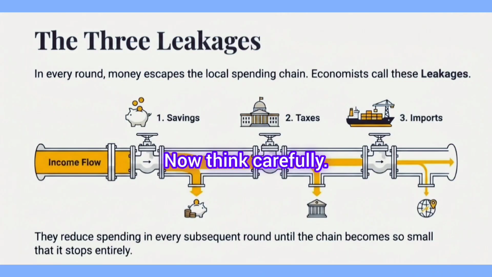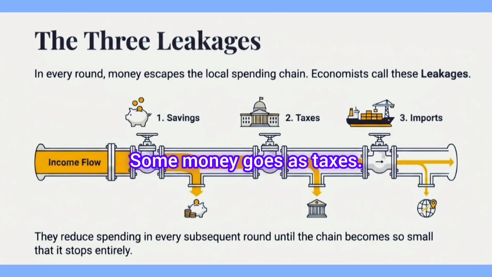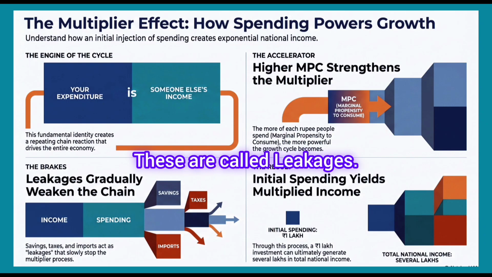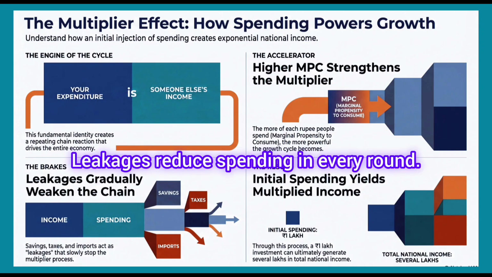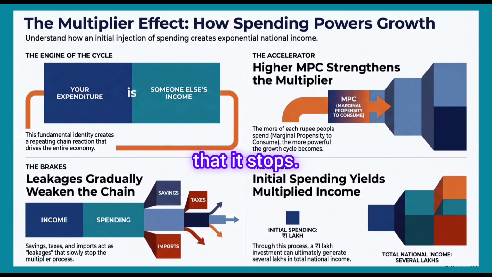Now think carefully. Will this chain continue forever? No. Because every person saves some money. Some money goes as taxes. Some money is spent on imported goods. These are called leakages. Leakages reduce spending in every round. Eventually, the chain becomes so small that it stops.